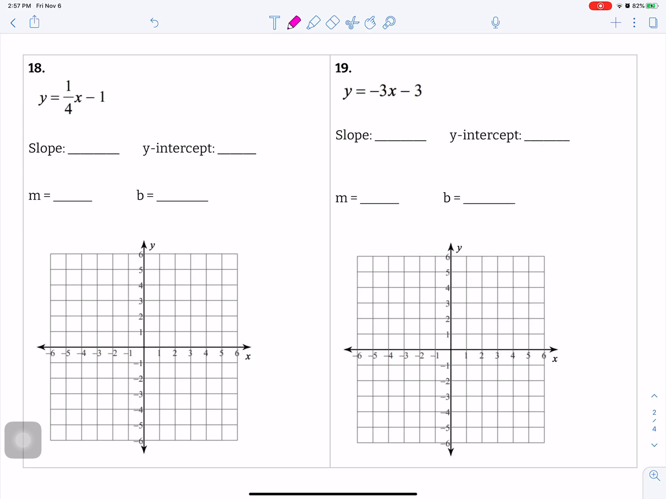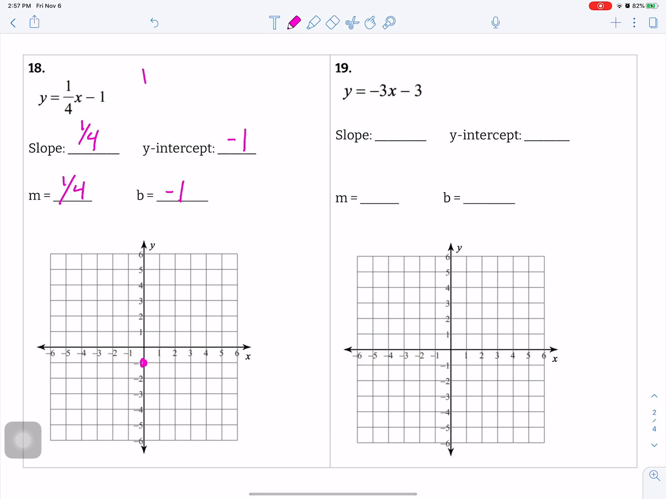When we're graphing our equations, we're going to pull out the slope and the y-intercept. So my slope is 1/4, which is the same as the m. I just want your brain to be able to recognize that. And my y-intercept, or b, would be 1. We're going to start graphing at the y-intercept because that's where it crosses the y-axis. It's labeled as a y. And at -1, I put a dot.